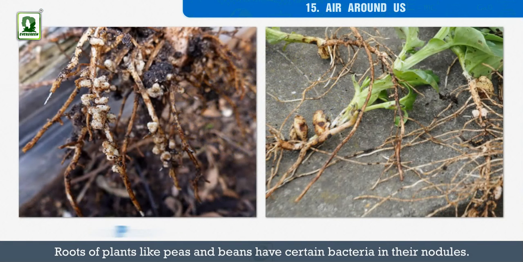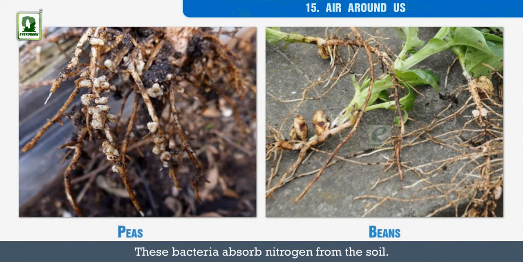Roots of plants like peas and beans have certain bacteria in their nodules. These bacteria absorb nitrogen from the soil.